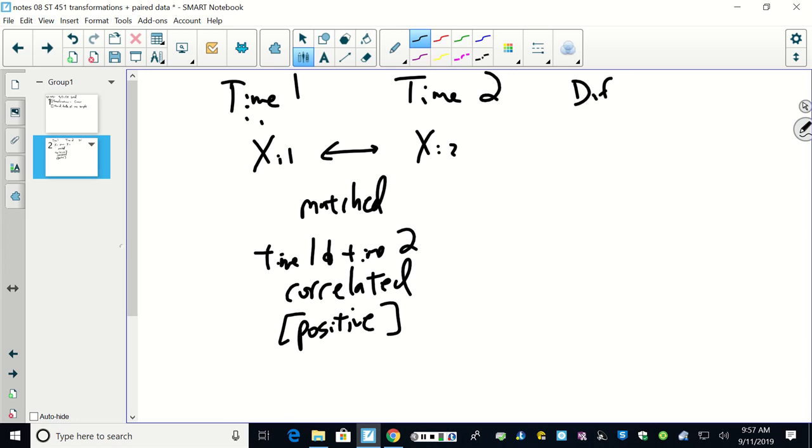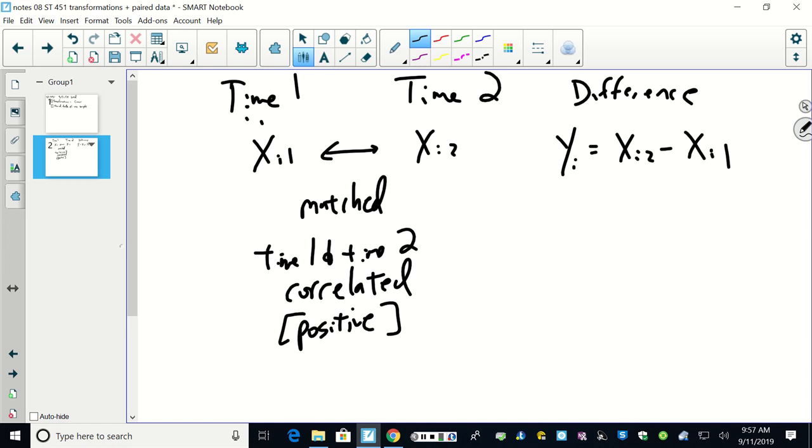So we typically take the difference. Yi is the difference of these two. And you could take the first minus the second if that made some sense in terms of the context, but anyway, we're just going to have some differences.